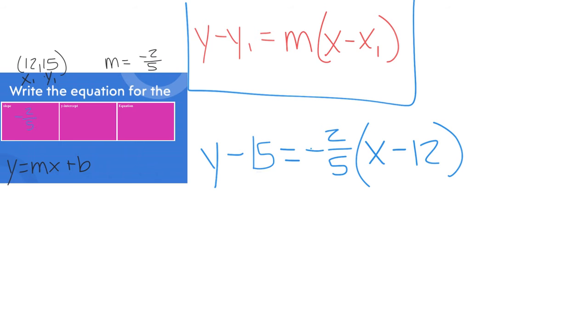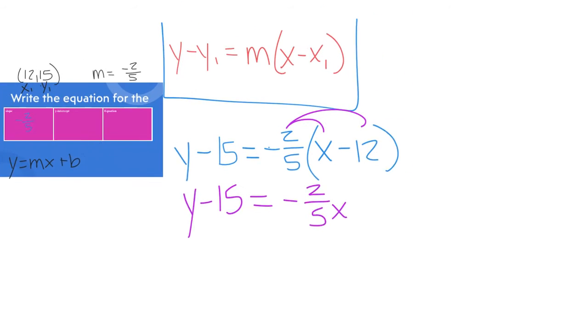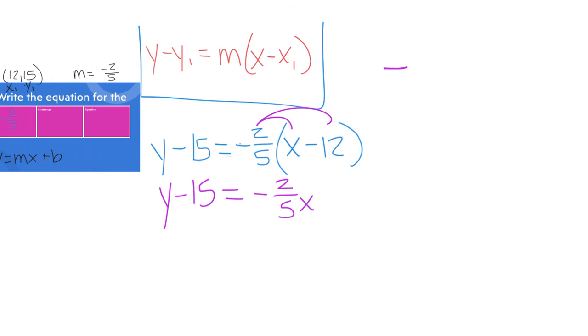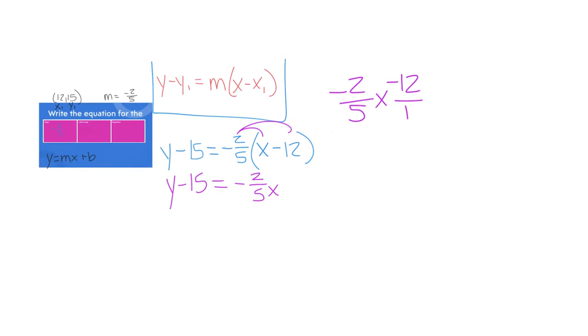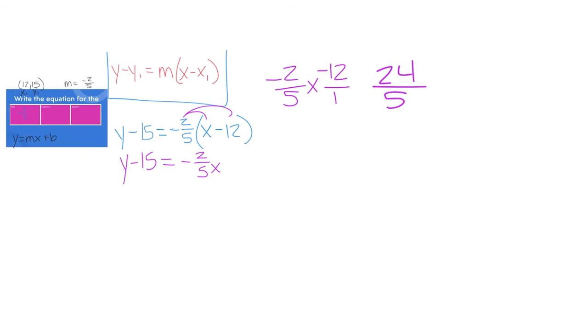Okay, so now let's do some simplifying. And we've got, we don't do anything with the y minus 15, so we're just going to leave that alone. Now I've got a negative 2/5 x, because we multiply those parentheses, and then I've got a negative 2/5 times a negative 12. Well, let's see, negative 2/5 times a negative 12 over 1, right? Can I do any simplifying? I cannot. So it's 12 times a negative 2 would be a positive 24. 5 times 1 gives me 5.